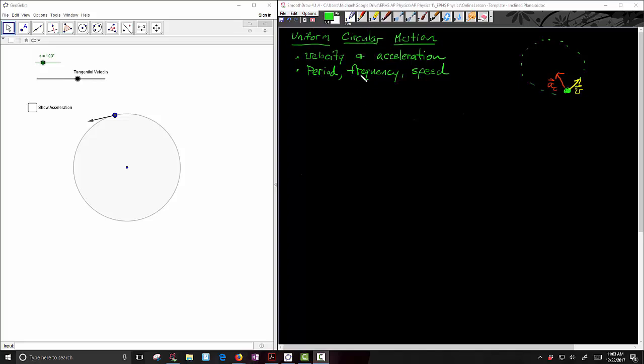Hey guys, so let's start our study of circular motion. For this level, we're just going to be concerned about uniform circular motion. Uniform, I'll talk about that in a second. With this piece, we're going to talk about the velocity and acceleration of an object moving in a circle, and then we'll get some definitions: period, frequency, and speed. So it's just laying the groundwork for some analysis.